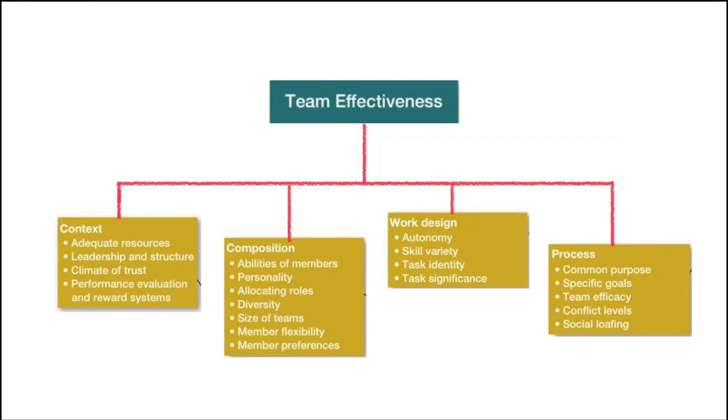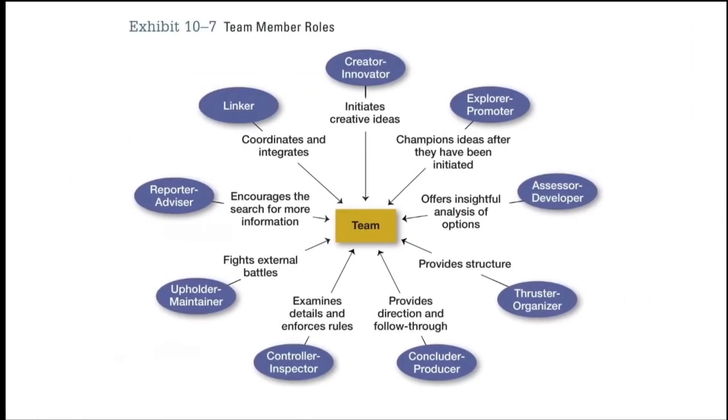Okay, work design. And then process, common purpose, specific goals, team efficacy, conflict levels and social loafing. Okay, social loafing ni yang tadi saya explain tadi lah. So these are the elements in order for a team to be effective. Alright.